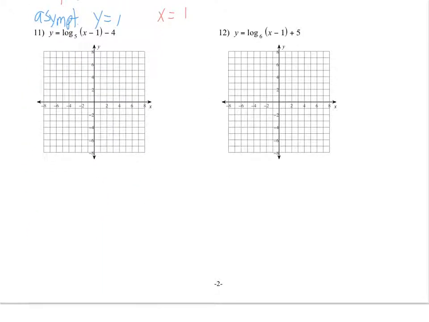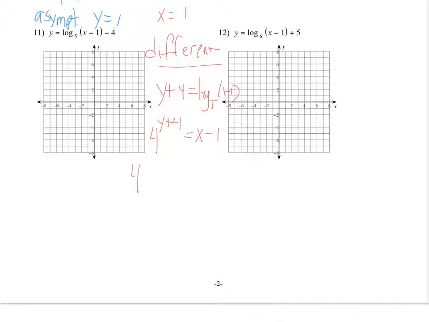Looking at number 11. If you want to try a different method, this is the one I'm going to do that on. So we're looking at log base 5 of x minus 1 minus 4. Just like before, I'm going to convert this to exponential. So we get y plus 4 is equal to log base 5 of x minus 1. We get 5 to the y plus 4 is equal to x minus 1. 5 to the y plus 4 plus 1 is equal to x.